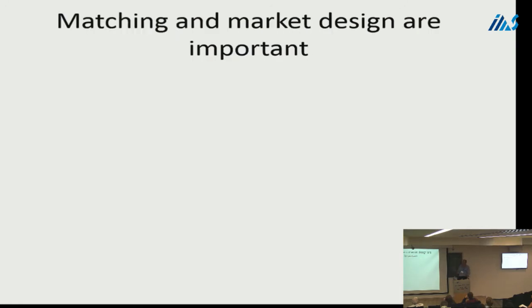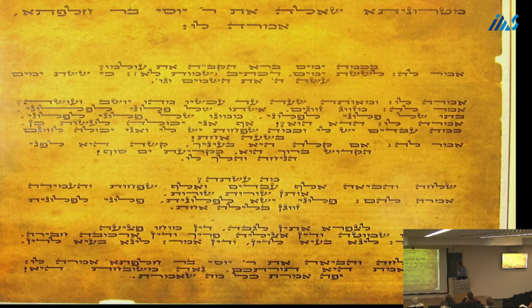Okay, so let me just end the introduction on a lighter note: matching and market design have always been considered important. Here's a copy of a page from Vayikra Rabbah, the Talmudic discussion of Leviticus, Vayikra. And it starts off talking about a Roman matron, Matronita, and she is sort of a wise guy.